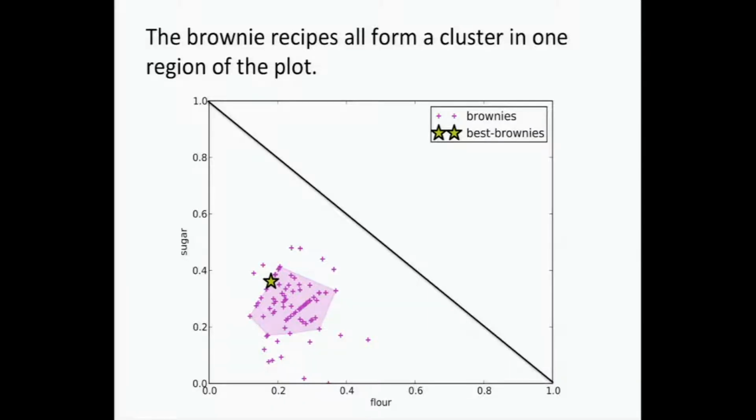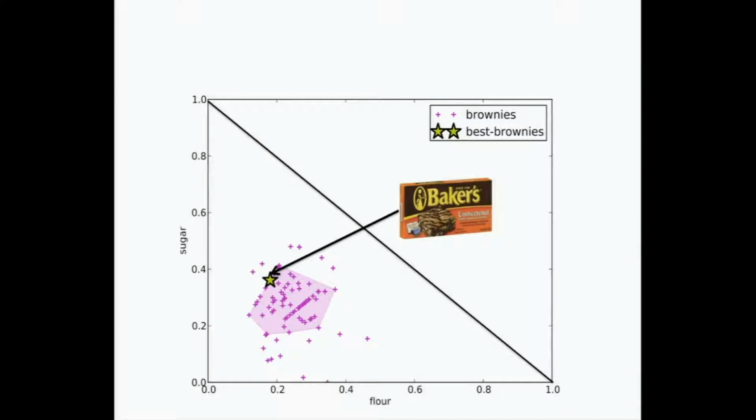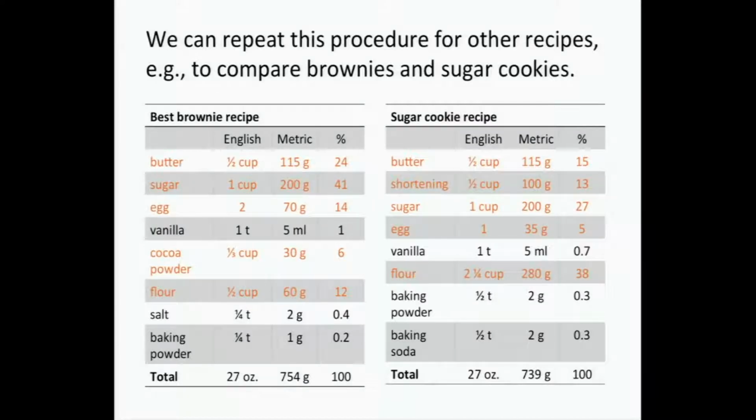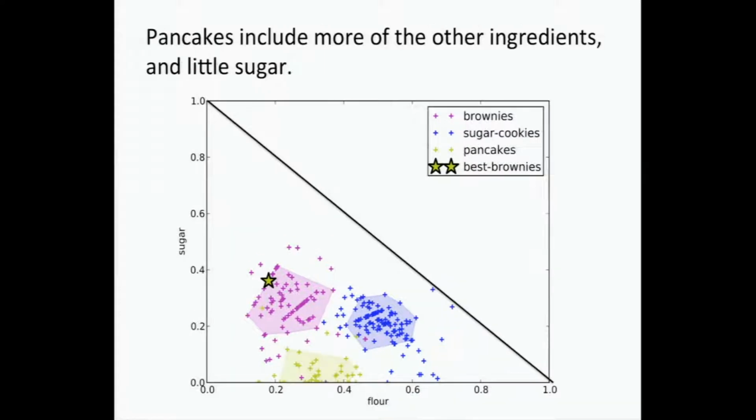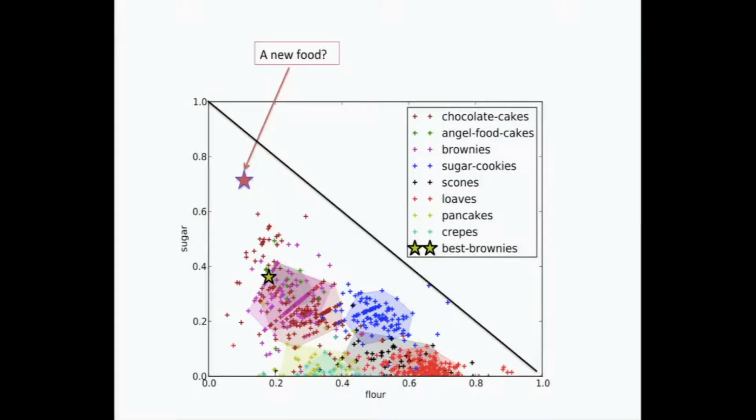So then you say, well, what about other recipes? You can take the brownie recipe, and then a sugar cookie recipe, and you notice that the sugar cookie has different ingredients than the brownie. You knew that already. So let's make plots of sugar cookies. There are all the sugar cookies. And then, what about pancakes? Those are all the pancake recipes. And then you sort of go crazy and you have lots of points everywhere.